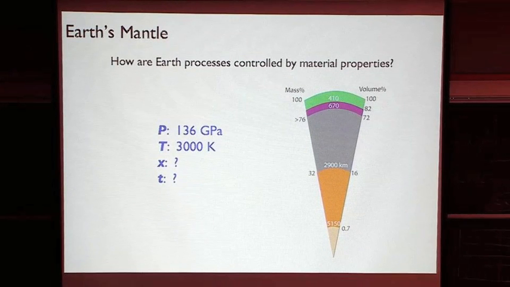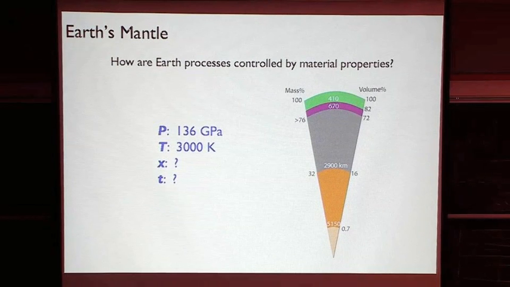And what we are interested in as material scientists studying Earth is how Earth's processes are controlled by material properties. When we think about this, we have to look at the pressure, temperature, composition space. And when we think about deep time, we also want to see how these properties change as a function of time, as the pressure, temperature, and composition change with time. The material properties include a whole range of properties, including density, elasticity, sound velocities, viscosities, and also geochemical properties like phase equilibrium and element partitioning. So that's the overall theme of what we study.